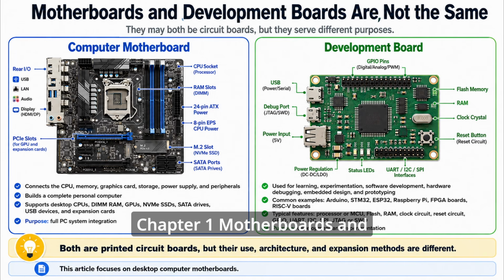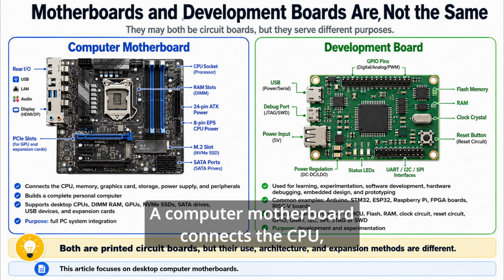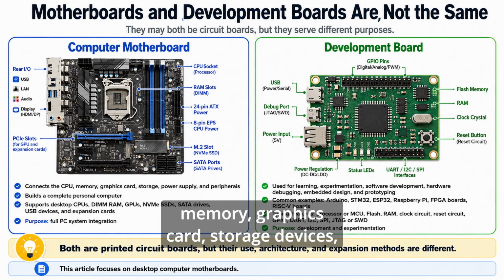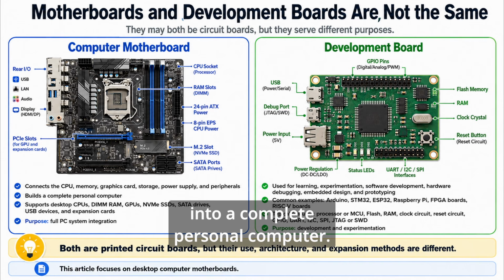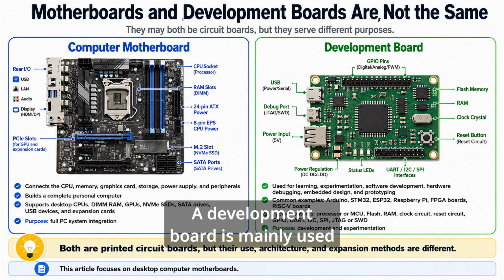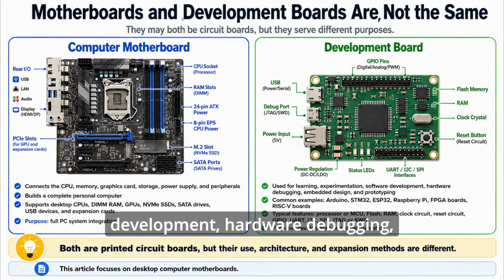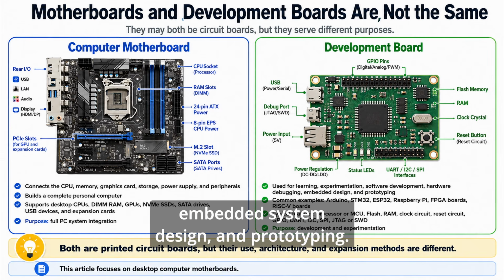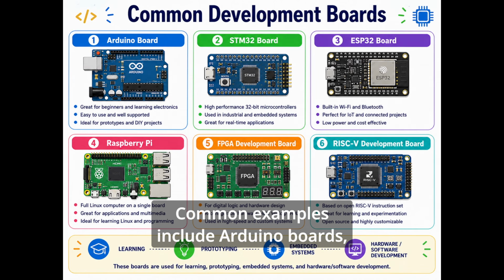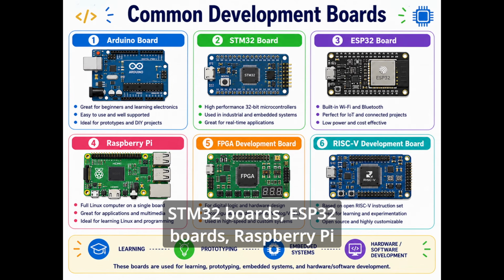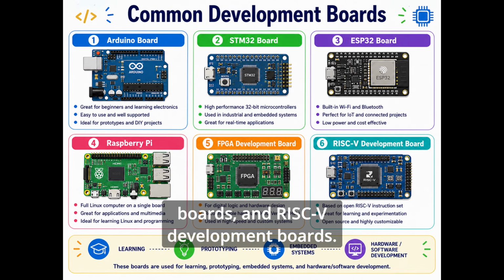Chapter 1. Motherboards and development boards are not the same. A computer motherboard connects the CPU, memory, graphics card, storage devices, power supply, and peripheral interfaces into a complete personal computer. A development board is mainly used for learning, experimentation, software development, hardware debugging, embedded system design, and prototyping. Common examples include Arduino boards, STM32 boards, ESP32 boards, Raspberry Pi computers, FPGA development boards, and RISC-V development boards.